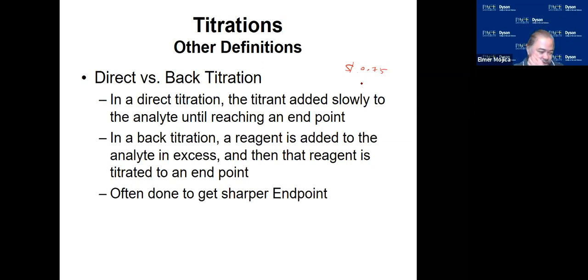Now, back titration is not commonly used, but when it is used, its main reason is to get a sharper endpoint. So the way that you do the back titration, you add in excess and then you back titrate. You seldom do this, but when you do, the main reason is for you to get a sharper endpoint. Now, how do we do calculations with titration?